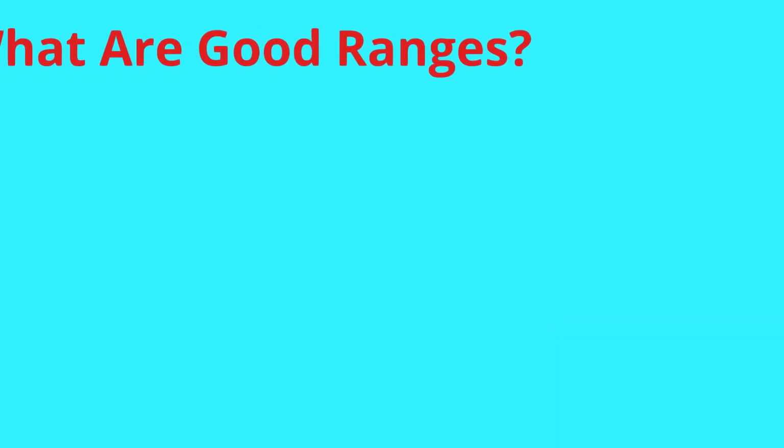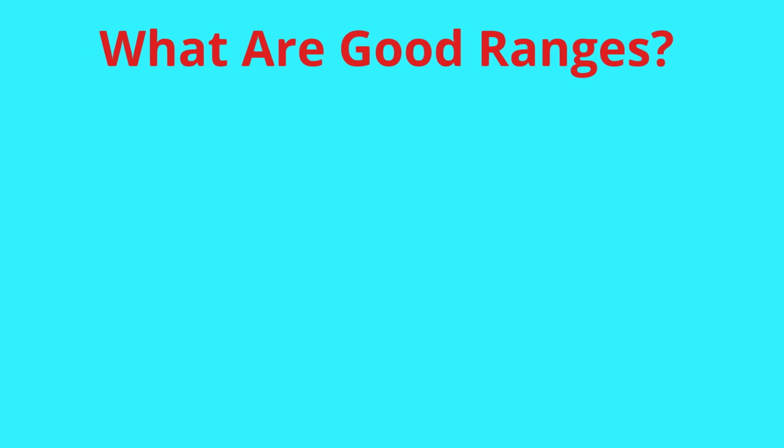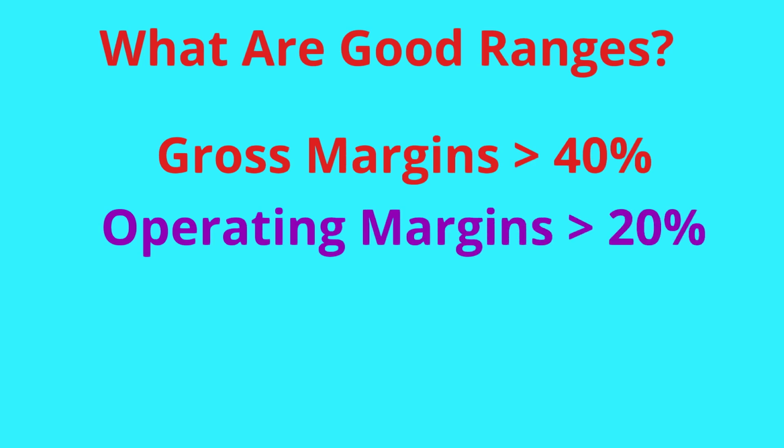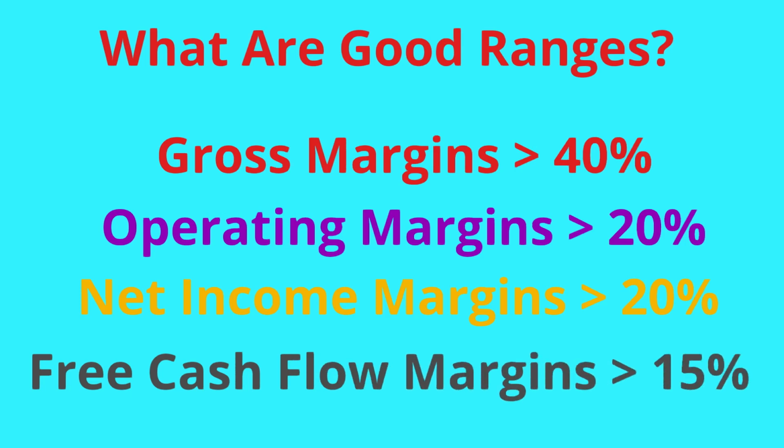So after all the calculations, what are good ranges to look for when analyzing companies? Look for gross margins of greater than 40%, operating margins greater than 20%, net income margins of greater than 20%, and free cash flow margins greater than 15%.